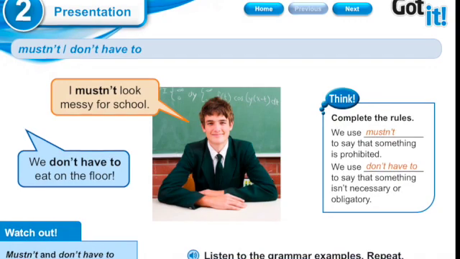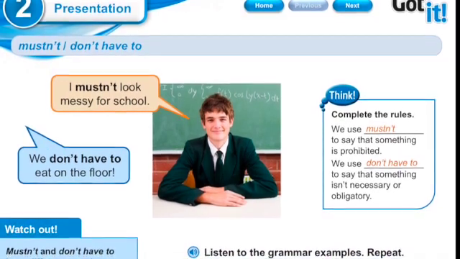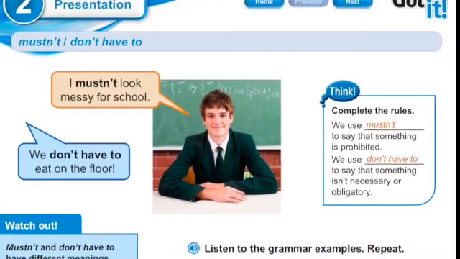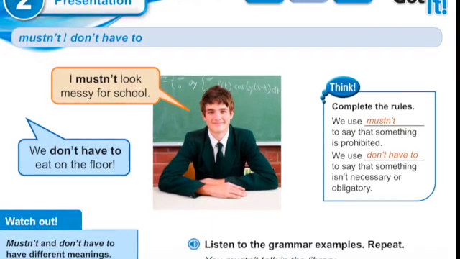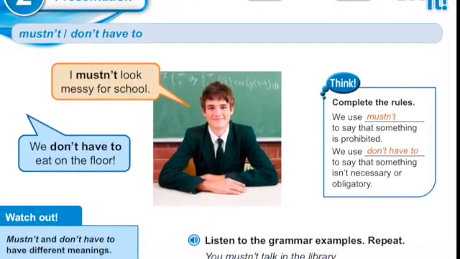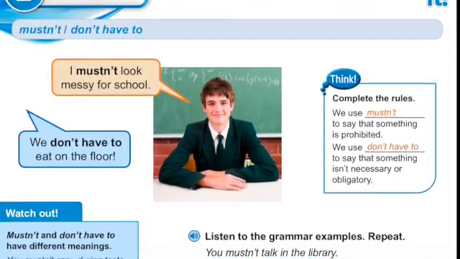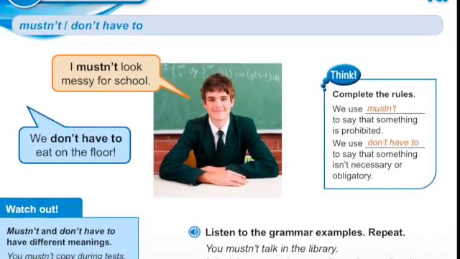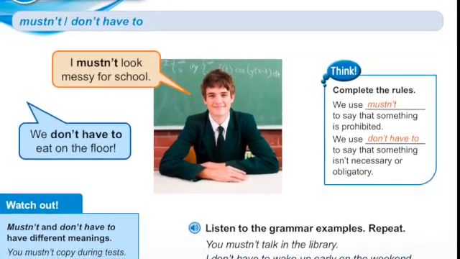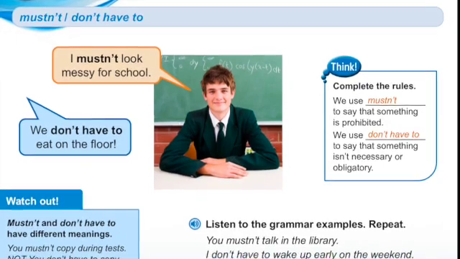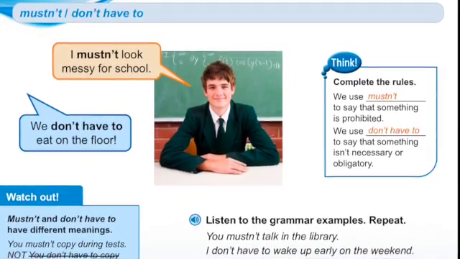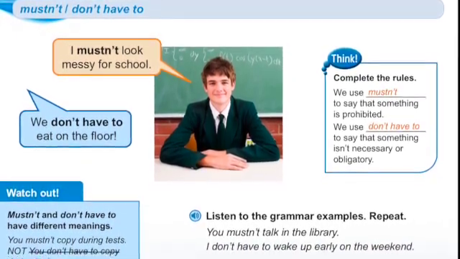Let's read examples. We use mustn't to say that something is prohibited. We use don't have to say that something isn't necessary or obligatory. Watch out. Vuelvo a repetir, mustn't and don't have to have different meanings. Ambos significan cosas diferentes, no es lo mismo que el afirmativo.